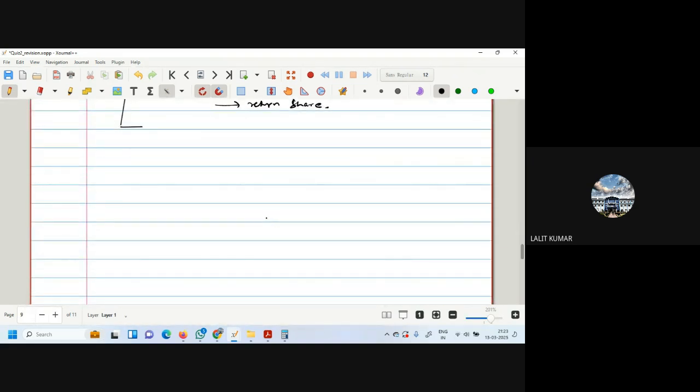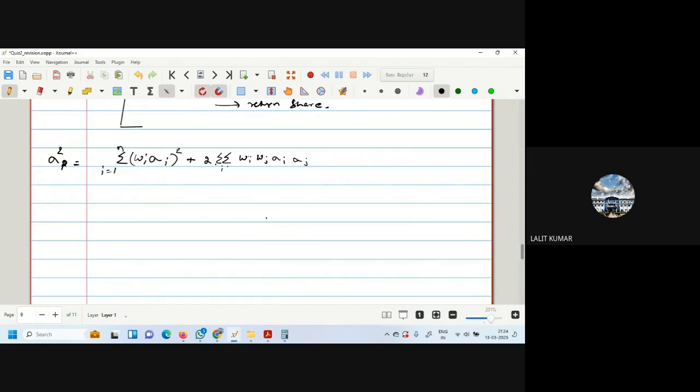So if there are three assets, then sigma square P will be equal to, you can write a short form, the sum of Wi into sigma i square, for i is equal to 1 to n, plus 2 into the sum of Wi Wj sigma ij, where i and j are crossing.